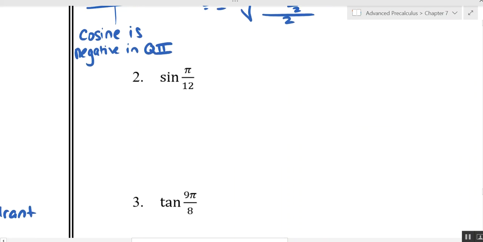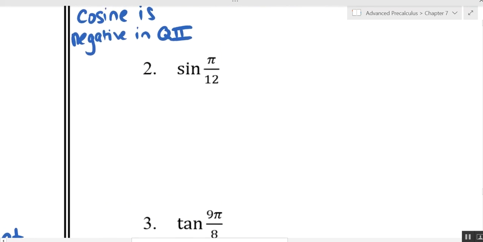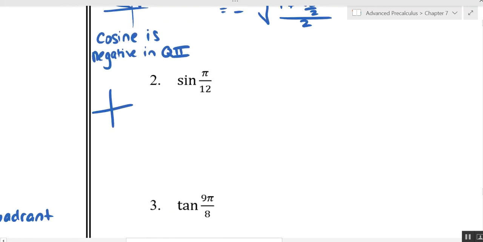Let's try the same thing for sine of pi over 12. And again, when we're evaluating this, pi over 12, think about where that is. We're in quadrant 1. So sine is positive. In quadrant 1, we are going to choose the positive formula for this.